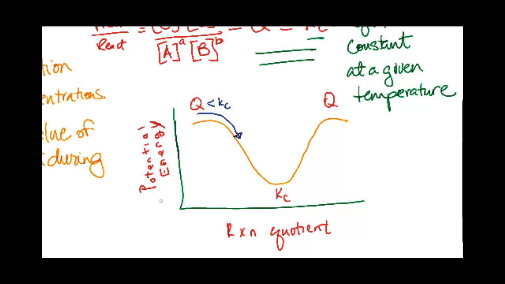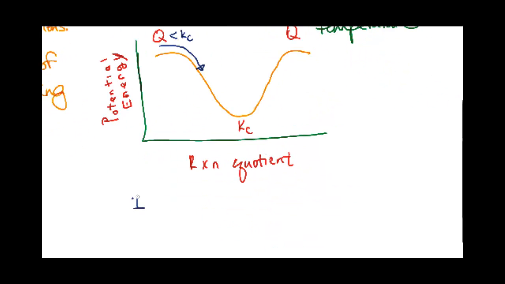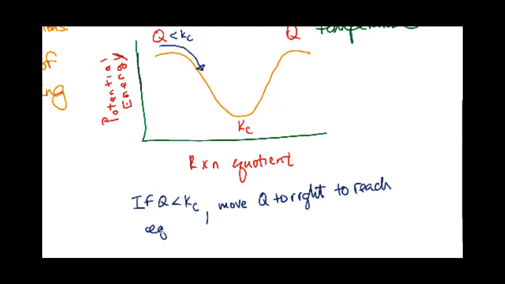So if they ask the question, if Q is less than Kc, we would need to move the reaction quotient to the right. In other words, Q would need to be greater, and we would need to increase product concentration.